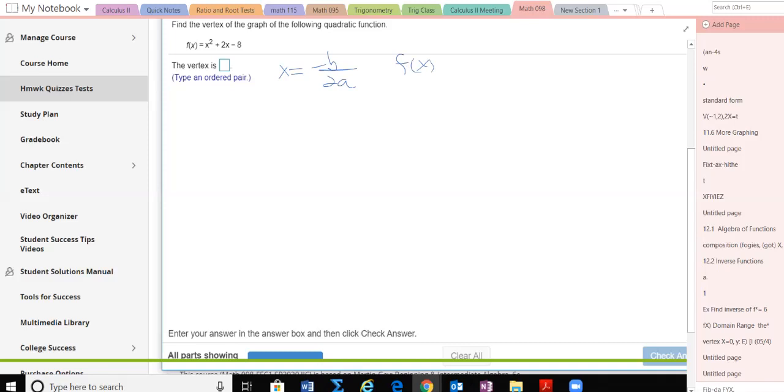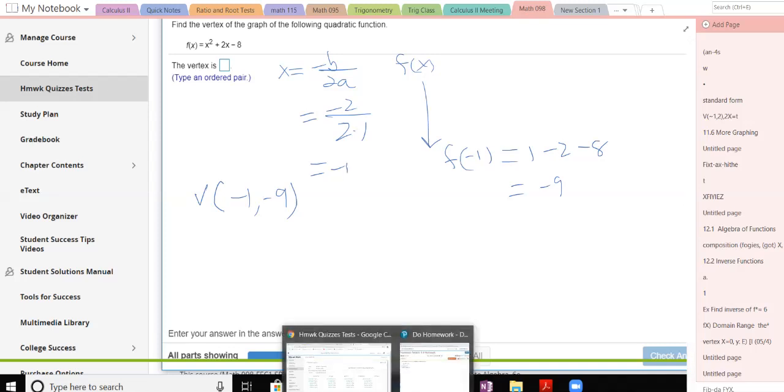So here we have the minus b, which would be minus 2. And you have a 2 with an a is 1, so this is -1. Then we take this guy and find f of -1, which is 1 minus 2 minus 8, which is minus 9. So we have a vertex, -1, -9. Okay, so let's head back and check on that one, -1, -9.